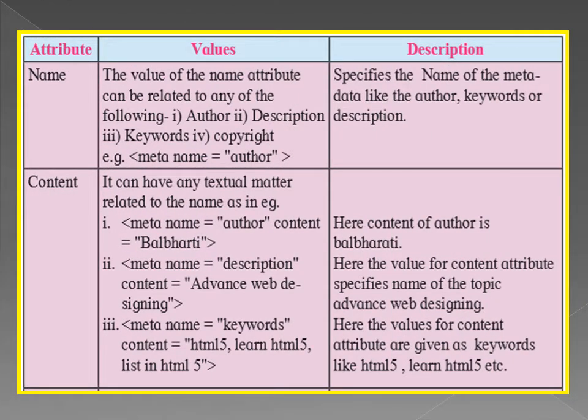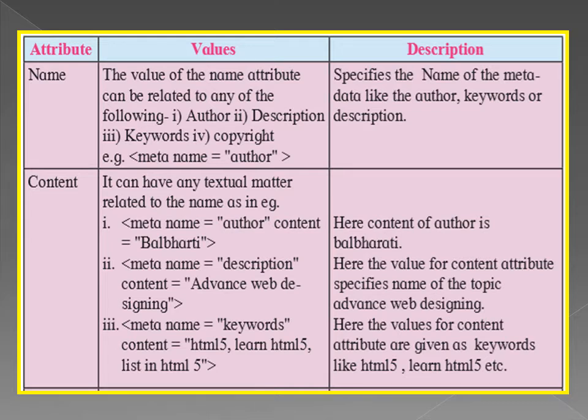As you can see on the screen, here are the meta tag attributes with their descriptions. See, metadata is always passed as a name value pair. So the first attribute is name. The value of the name attribute can be related to any of the following. First one is author, second description, then third keywords and copyright.